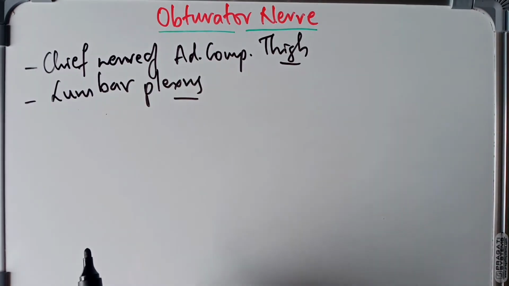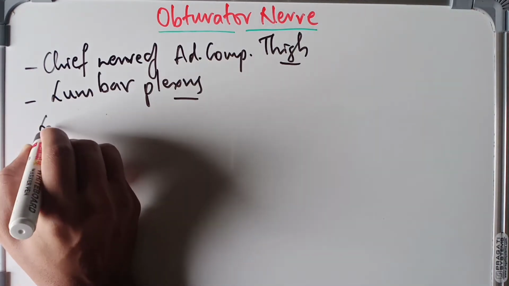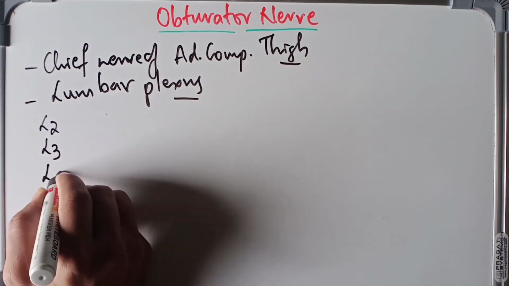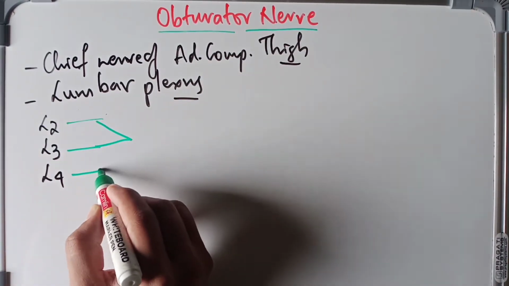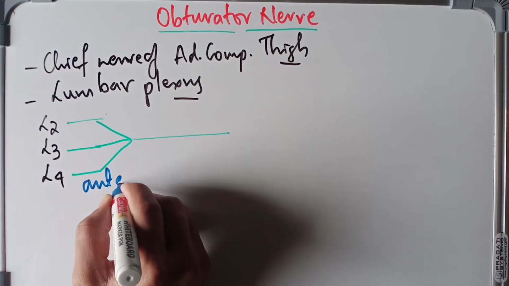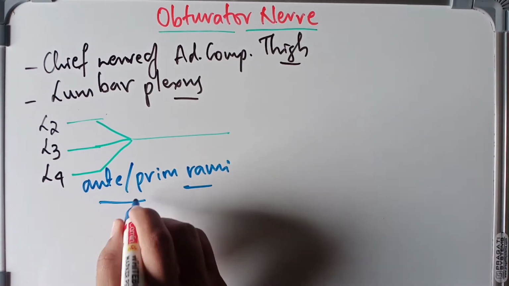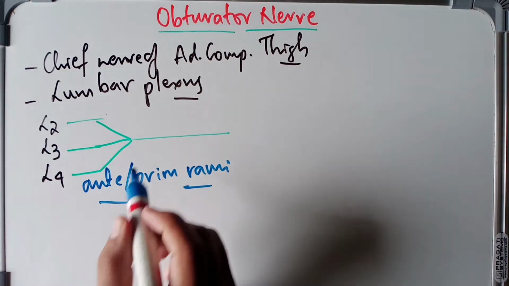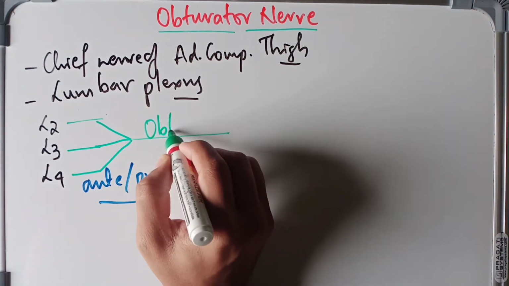It arises from the lumbar plexus in the abdomen, and it is formed by the ventral division of the anterior primary rami of L2, L3 and L4. The anterior primary rami of these spinal nerves combine and give rise to the obturator nerve.